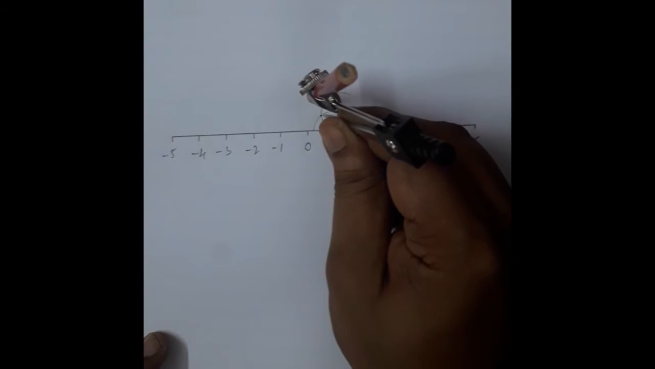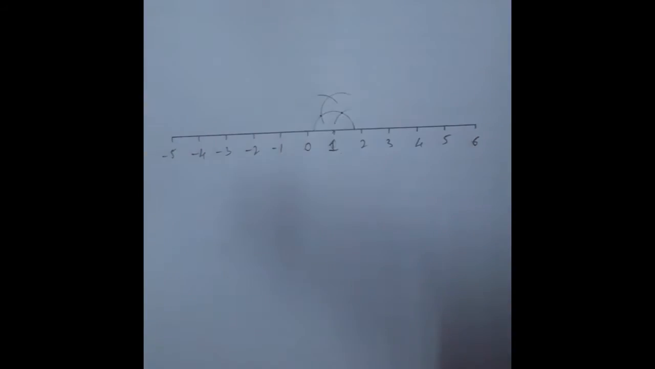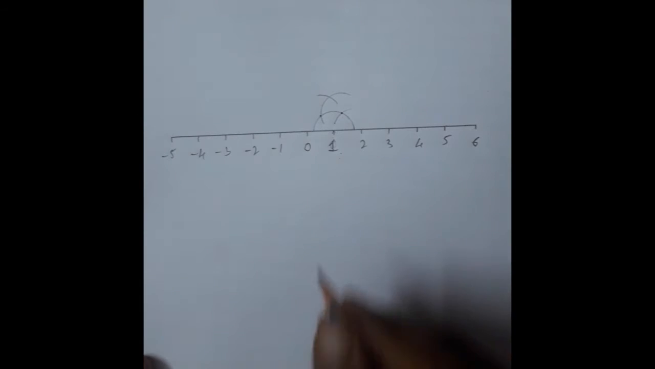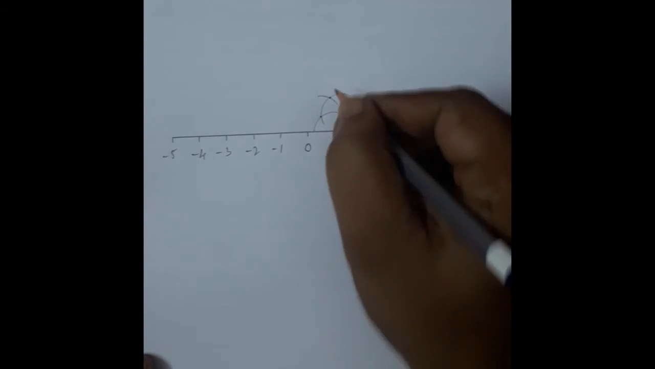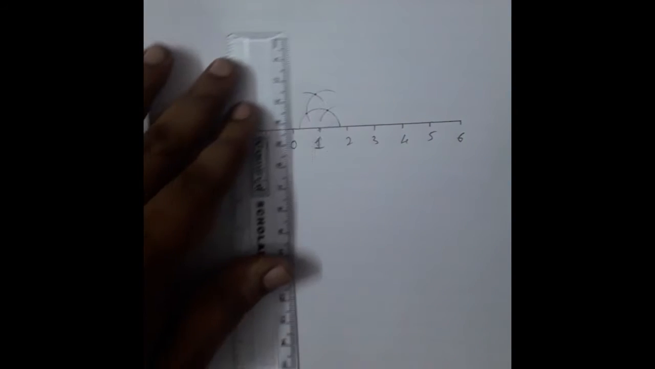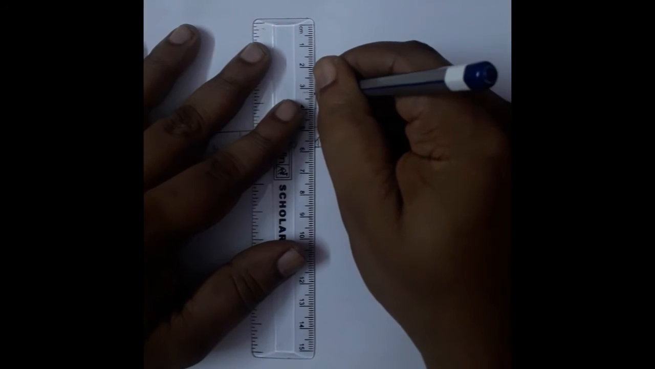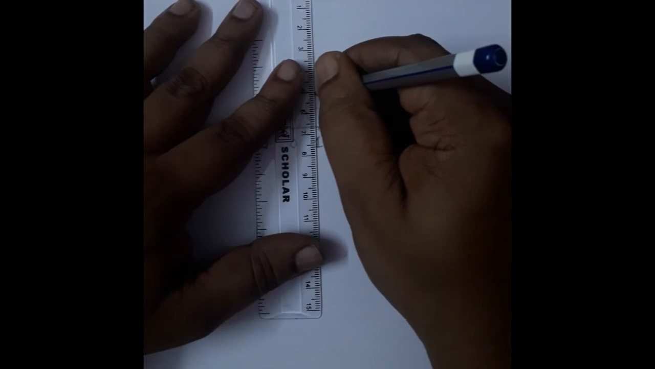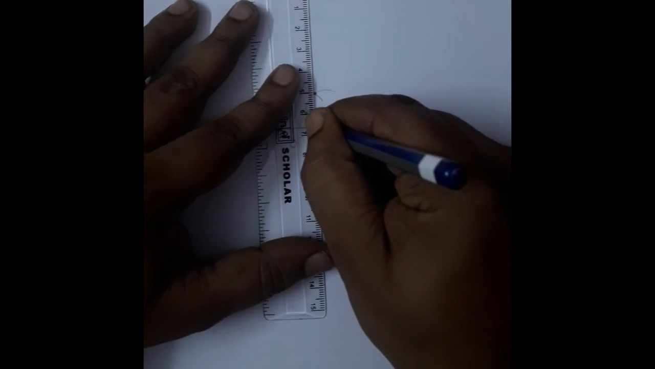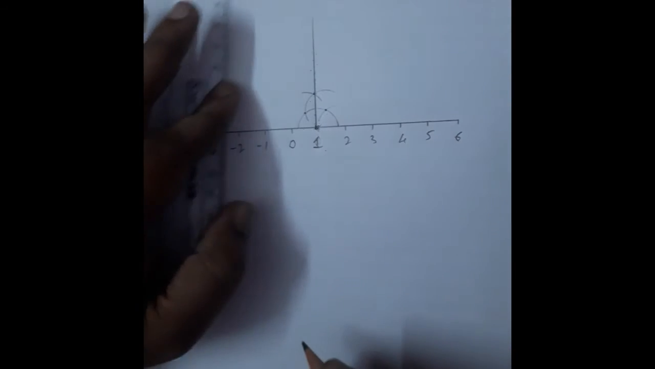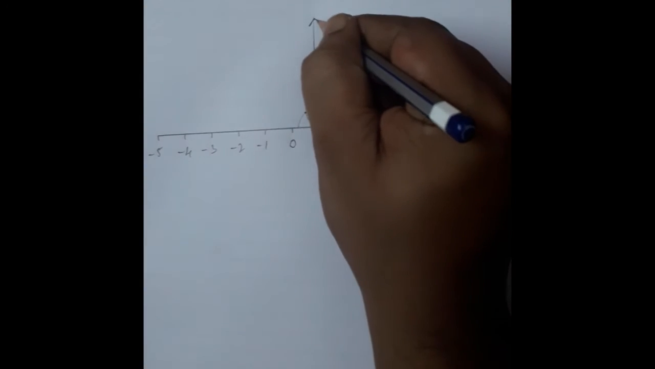Keep your pointer over there, and with the same measurement that was used to draw the big arc, cut the big arc. Now that you have cut the big arc, mark the point where the two arcs intersect, and connect that point with this point over here. And we'll get a perpendicular.